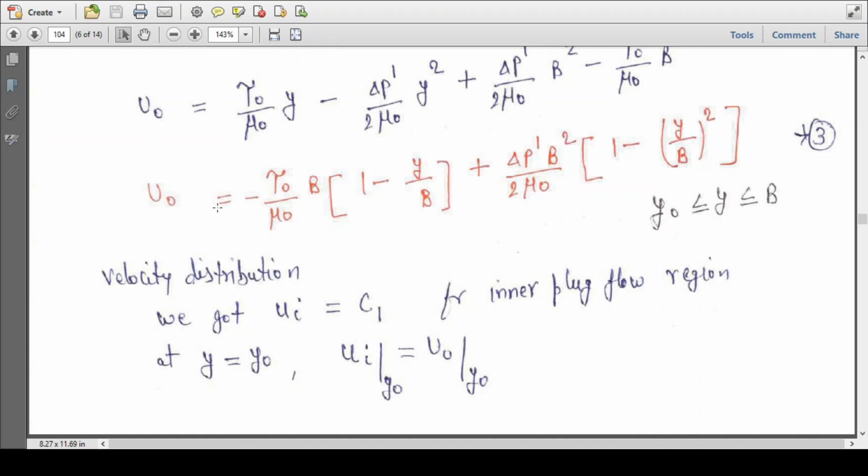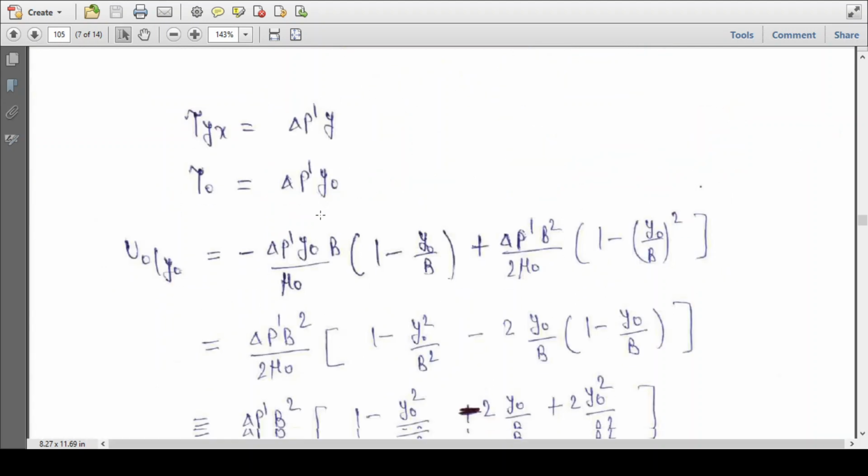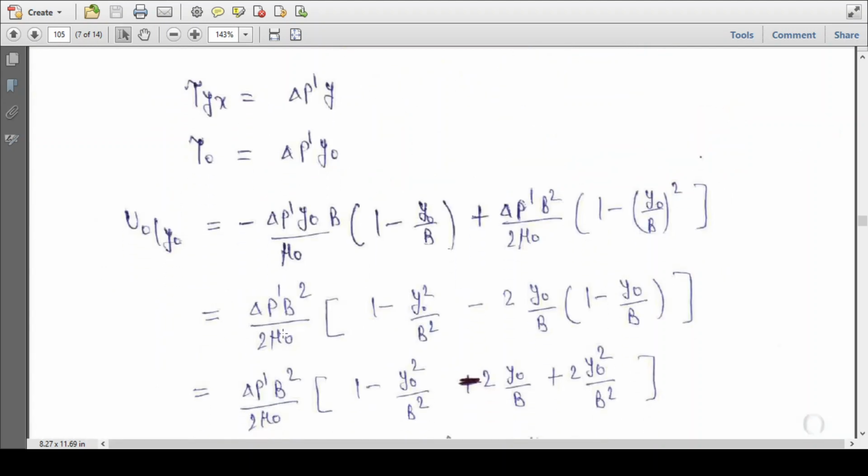So if we put here y equal to y naught, that should be equal to the velocity of the inner plug flow region. So we substitute y equal to y naught, so you have just y naught upon b here. So delta p dash b square upon 2 mu naught, 1 minus y naught upon b whole square.